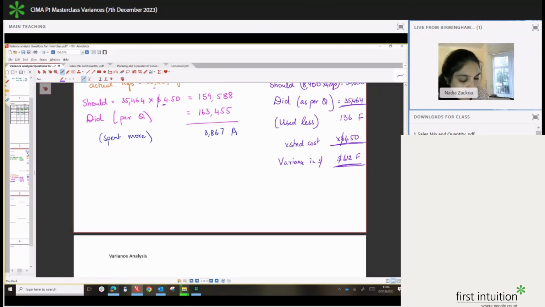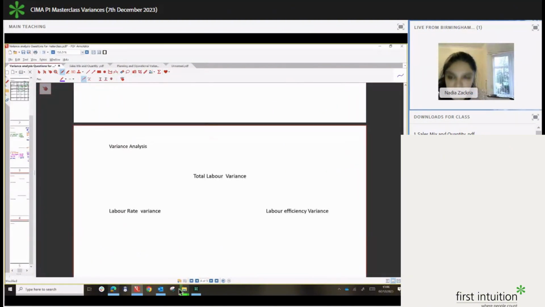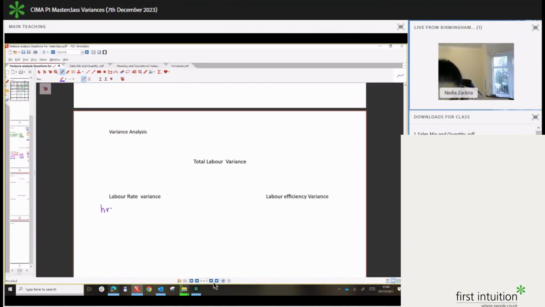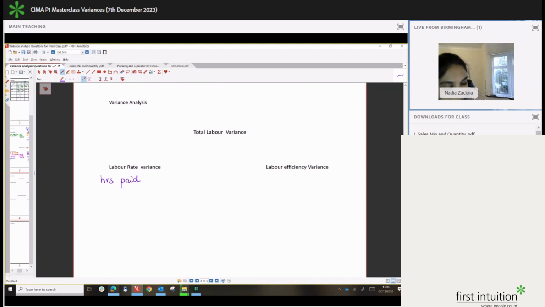Same working will go for labor. If you think about labor rate, you will think about hours paid. When you think about efficiency, again, you'll think about number of units produced into the hours that we should have used per unit. Because here we think about how much did we pay them? Did we pay them more or less per hour? Or here we think about, did they work faster or slower?